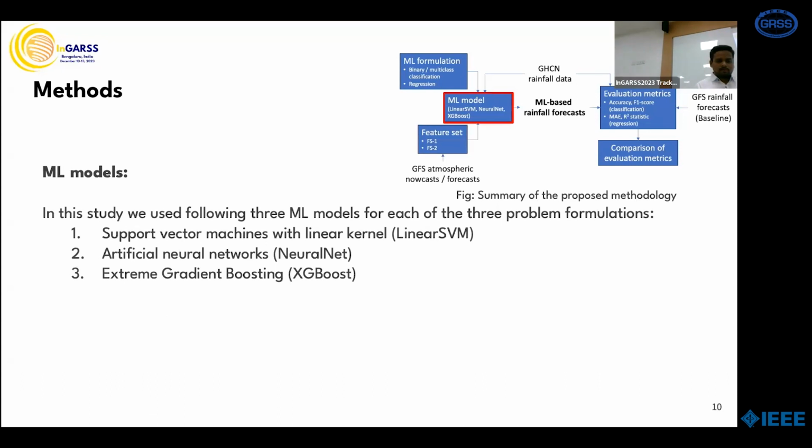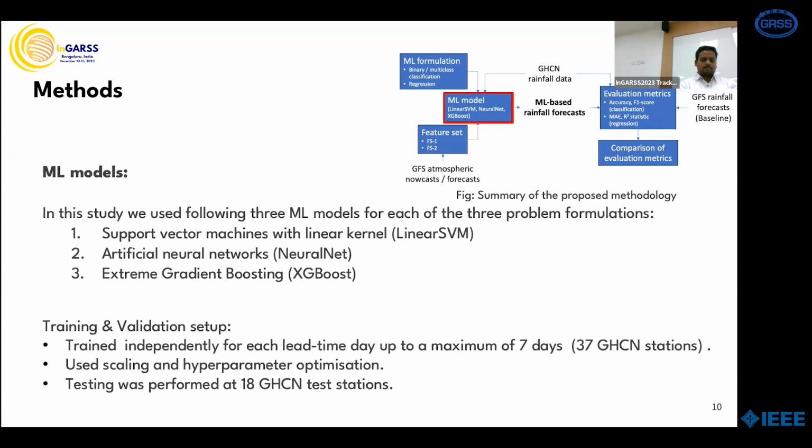We have used 3 different machine learning models: random forest, artificial neural networks and extreme gradient boosting. Training independently for each day lead time up to a maximum of 7 days lead time using 37 Geoscience station data. We use scaling and hyperparameter optimization in the standard way for each model training. And then we have tested the trained models using the datasets from 18 Geoscience test stations.